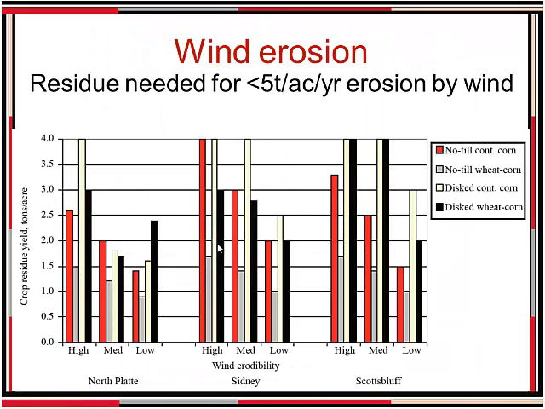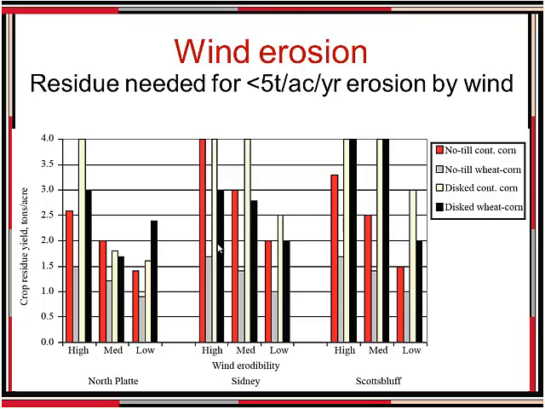Wind erosion is another concern, and more so in western Nebraska than further east, but even further east can be a concern. So here we have estimates for North Platte, Sidney, and Scotts Bluff. We have it for highly erodible soil, medium and low erodibility soil for each of those locations. And again, we have how much crop residue do we want to keep out there to keep our erosion less than 5 tons per acre. And again, 5 tons is a bad loss, but we certainly don't want it to go above that.